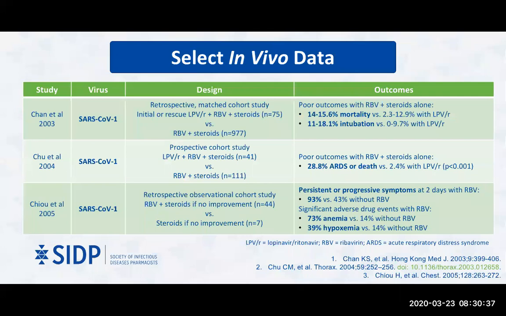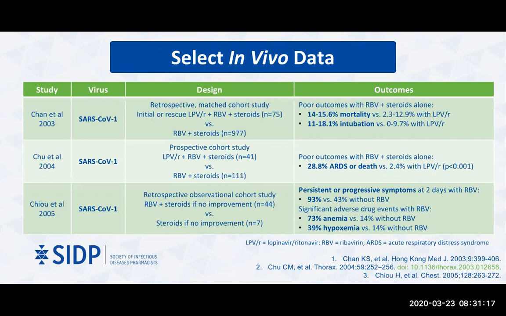Looking at select in vivo data for ribavirin, particularly as it relates to SARS-CoV-1, there's a lot of data that we could go through, and unfortunately we don't have the time in this brief presentation. So what I've done is just listed what I thought were representative trials of what the ribavirin data look like. The first two trials were published in 2003 and 2004. They were both cohort studies, and they both looked at a combination of what was essentially lopinavir/ritonavir plus ribavirin plus steroids compared to controls that just received ribavirin and steroids.